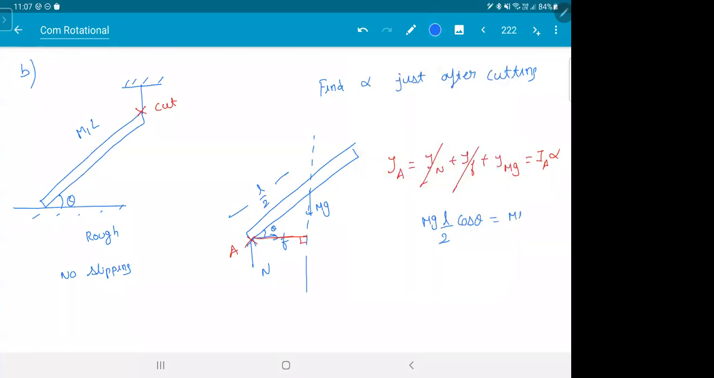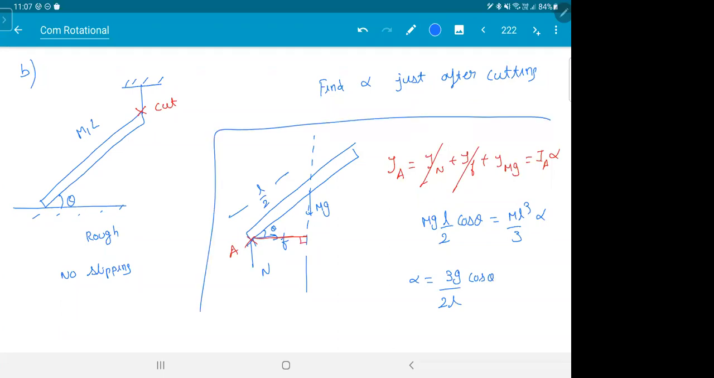Then what is I? ml square by 3. Because you're taking about the edge, no? Alpha is 3g by 2L cos theta. That was all. See now, a JEE Mains level question, this was a single step. Draw the FBD, get the torque equal to I alpha. Put it down. Ask me any doubts on this. One second.